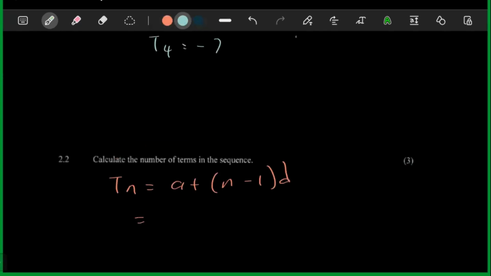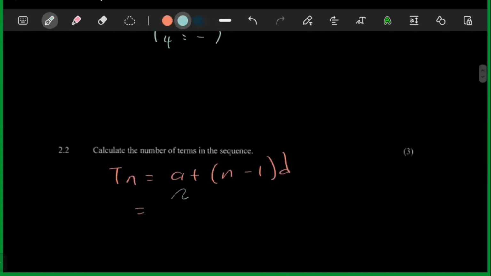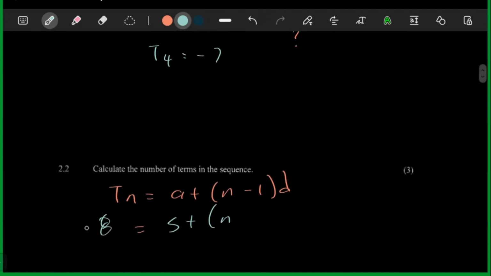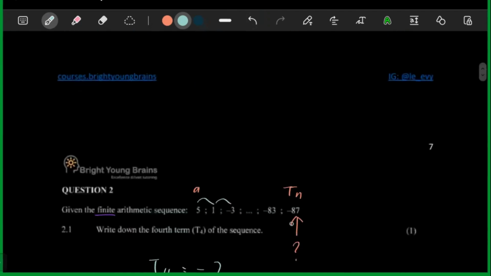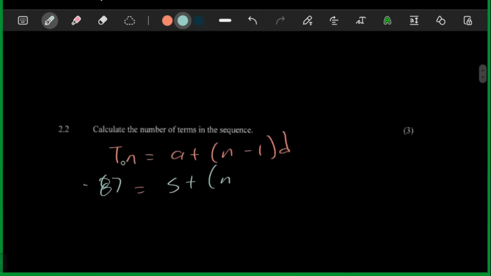Our value of a is a specific value, which is 5. So you have 5 here plus (n minus 1) times d. n is what we're looking for. Tn is -87. So we're looking for where -87 is, so we put it where Tn is, because this is the actual term. This is its position, this is the common difference, and this is the first term. First term a is 5. We're looking for the position of -87, and we're looking at a common difference of -4.